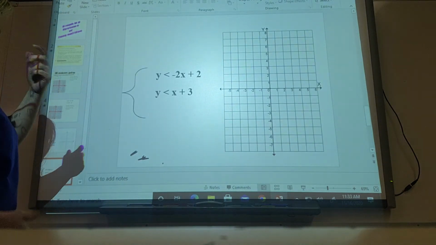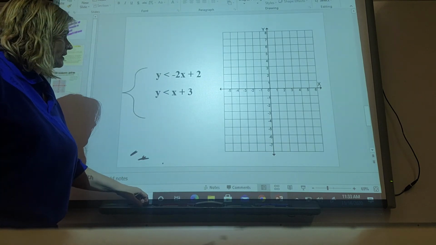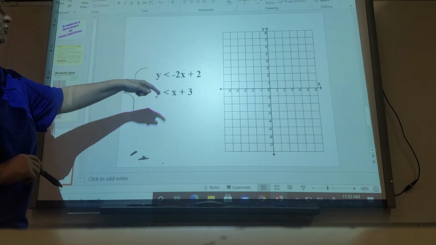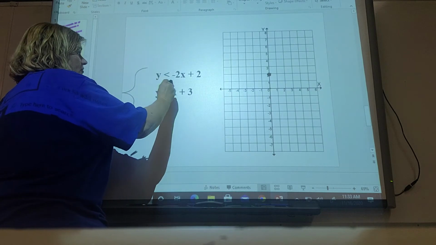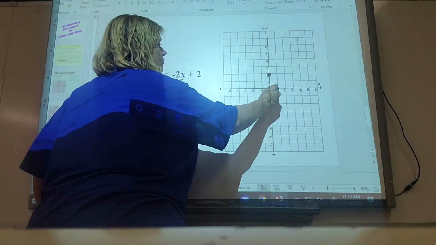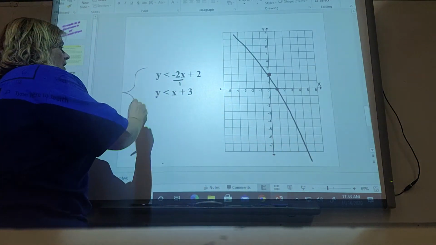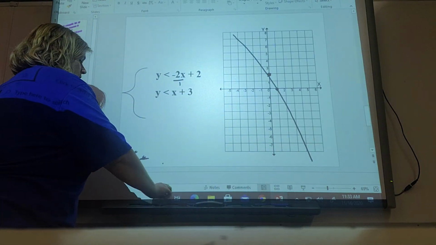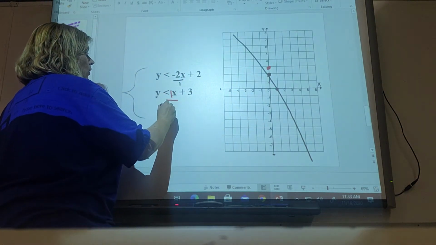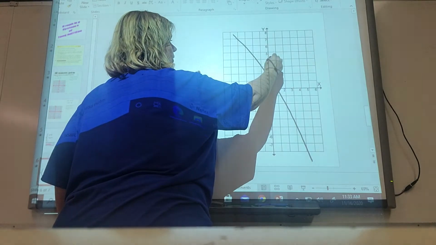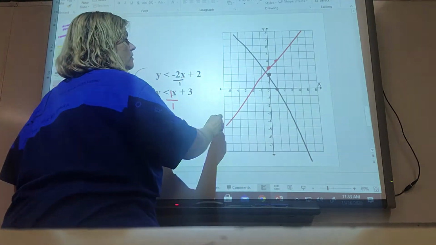Another one, this time we have the regular with the 2 variables. They're already in slope-intercept form. So to graph the first one, we go to +2 on the y-intercept. Our slope is -2, so we go down 2 and to the right one, and we draw a line. The next one, we go to +3 on the y-intercept. Our slope is 1, so we go up 1 and to the right one, and we draw our line there.